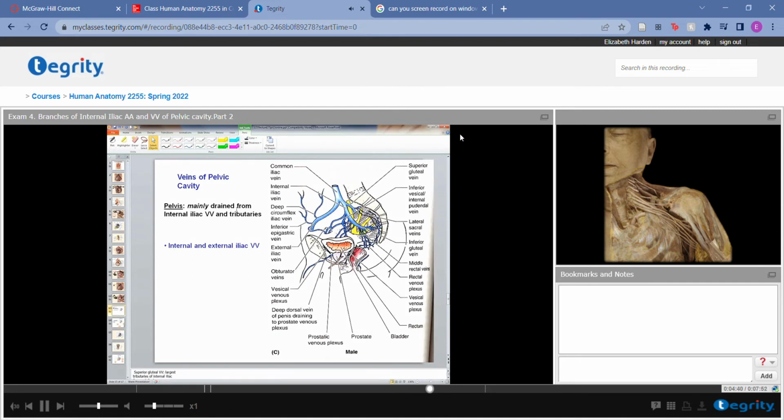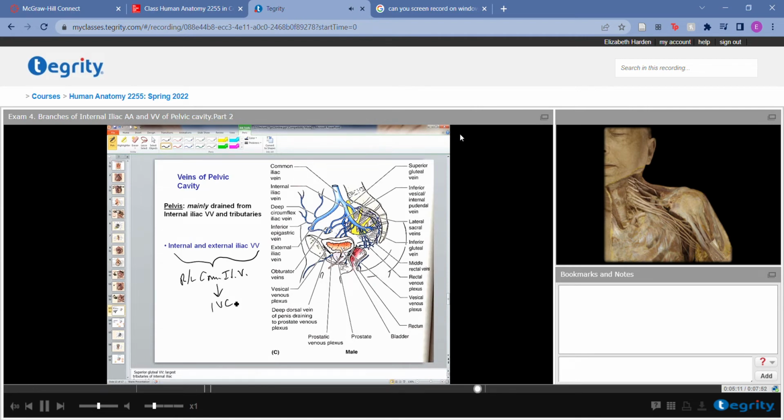Last but not least, let's talk quickly about the veins of the pelvic cavity. Basically, you can see it's this major network of veins and their tributaries. It's this plexus of veins in the area. The internal and external iliac veins are going to basically both drain into the common iliac vein, which of course you know, be right and left common iliac veins, and you know that that drains into IVC.